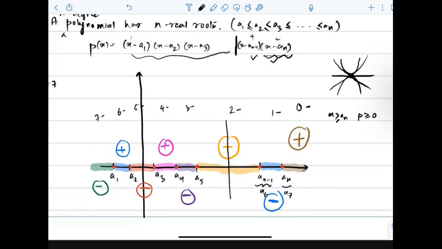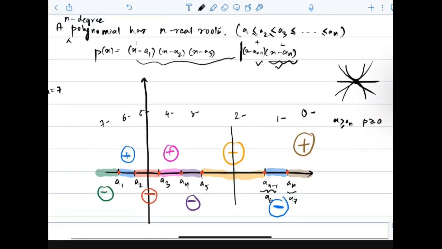For all less than a1 it will be less than or equal to 0. So therefore here if it's 1 negative it's negative, if it's 0 negative it's plus. So where it's an even number it's plus, where it's an odd number it's negative.